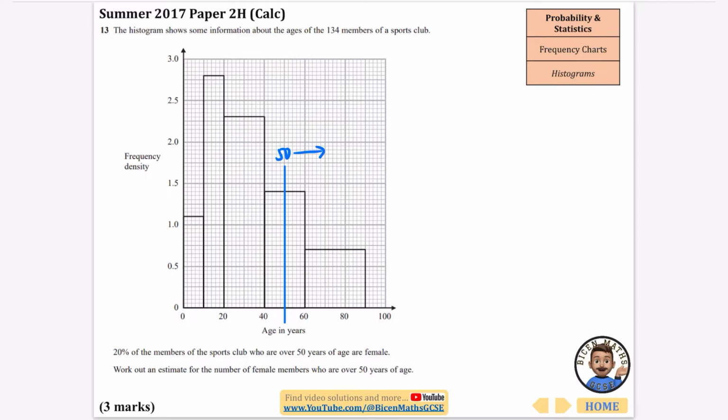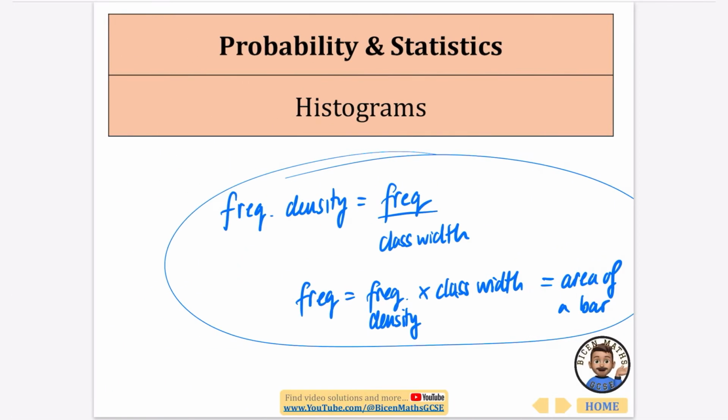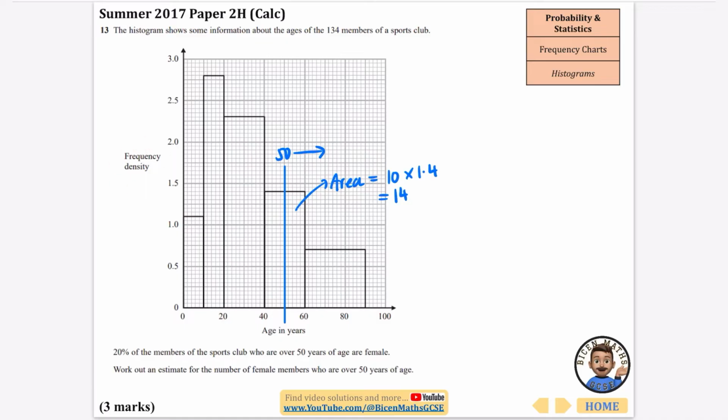So I'm going to find the areas of the different bars. For this bar, along the bottom it's going from 50 to 60, so along the base it's 10. The height, if this is 1 and 1.5, each 2 squares is 0.1, so it's 10 times 1.4, which is 14. So this part represents 14 people who are older than 50. This is because the frequency is the frequency density, the height, multiplied by the class width. Again, the area is the frequency.